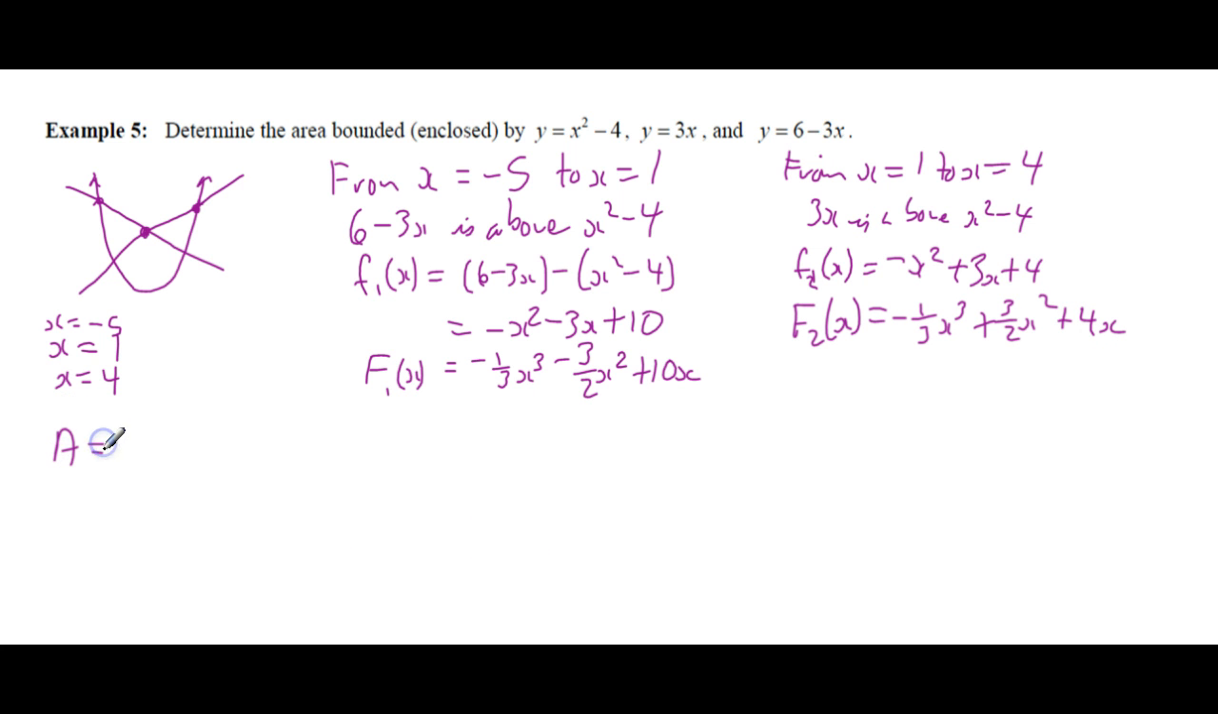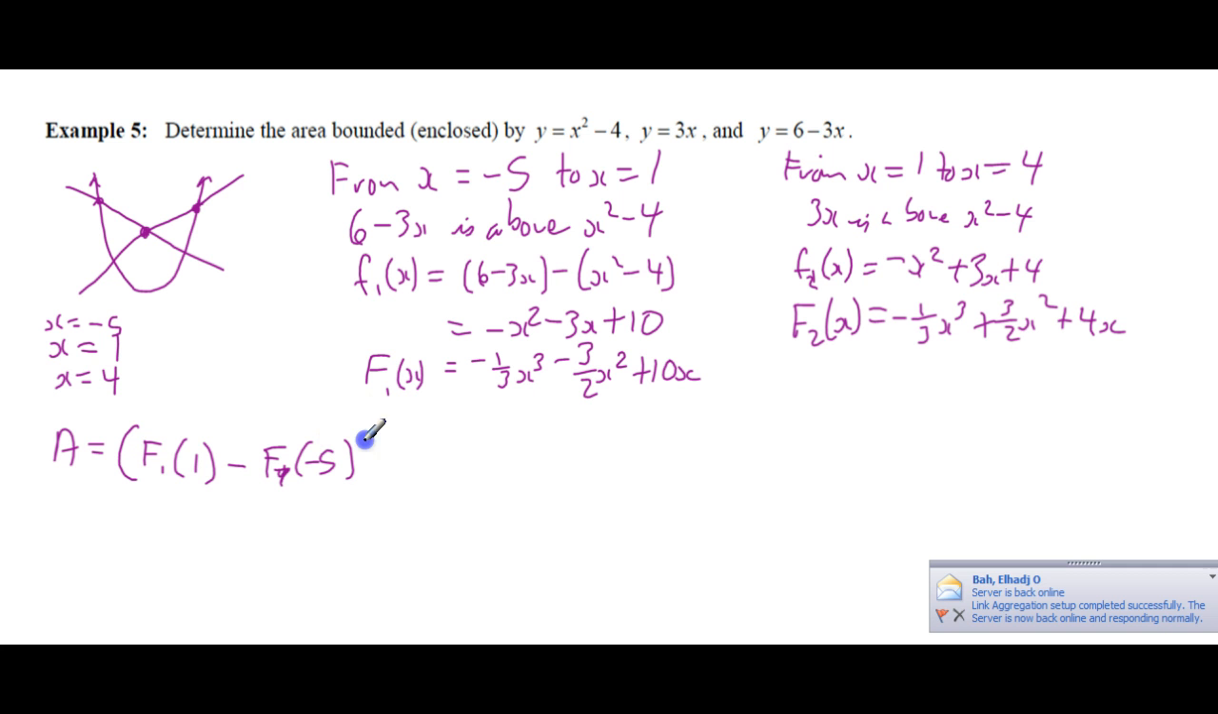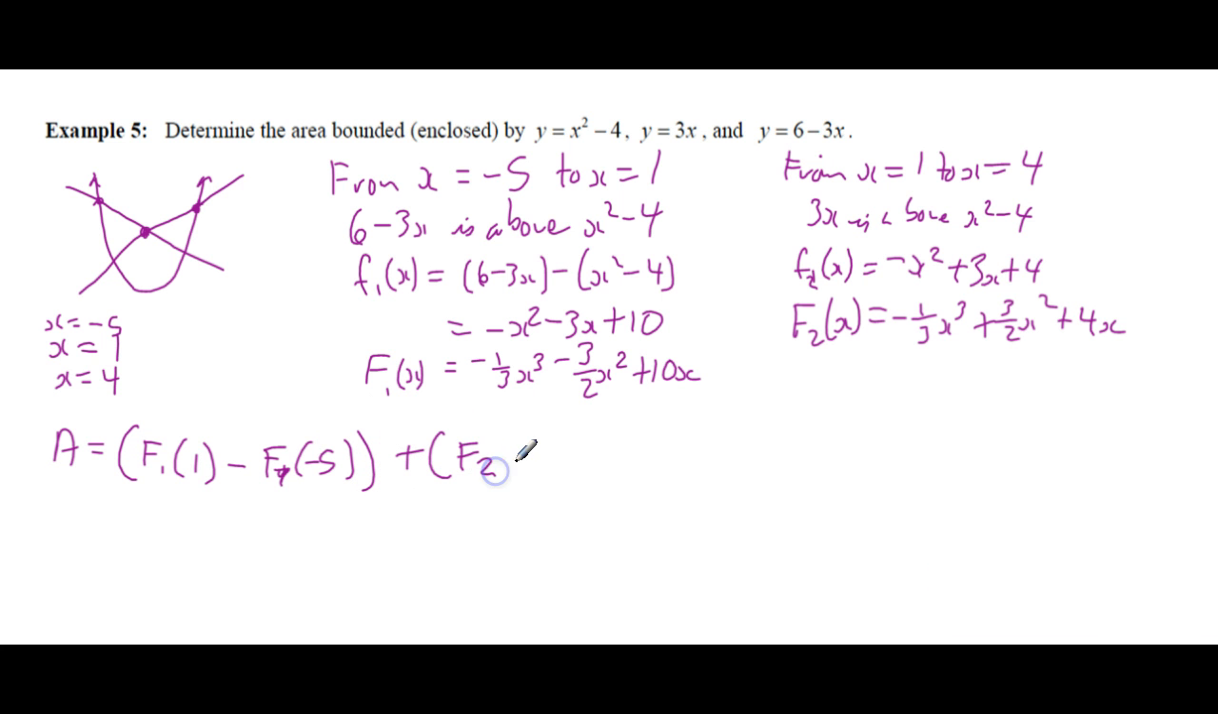Okay, so the area is equal to f1 of 1, this time it's 1, minus f1 of -5, plus f2 of 4 minus f2 of 1. And we don't need absolute values since we've chosen each function as the function above, so now we're filling in.